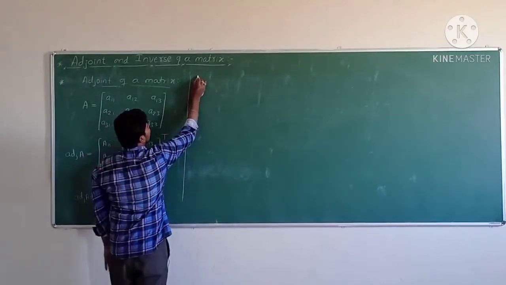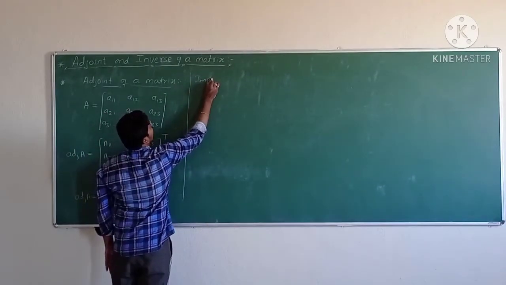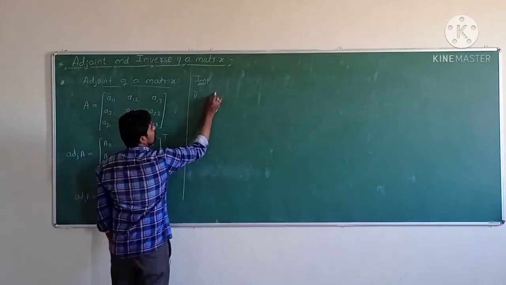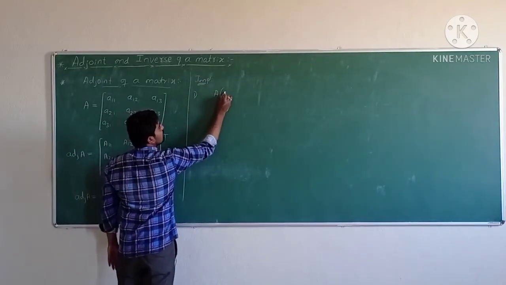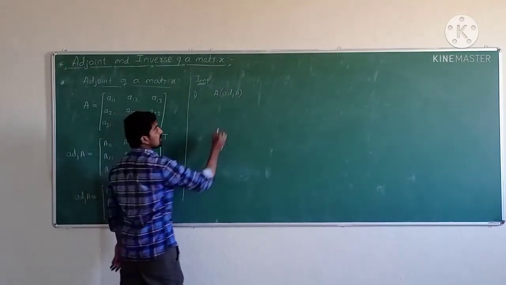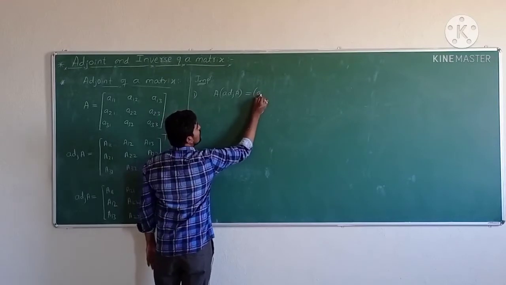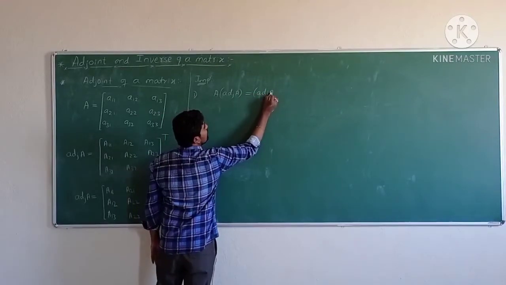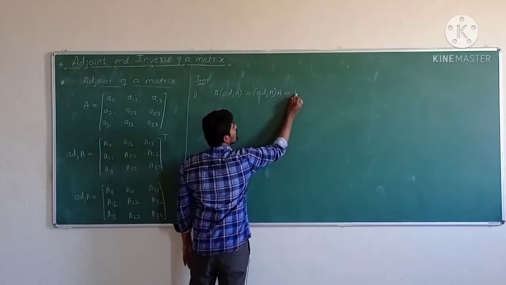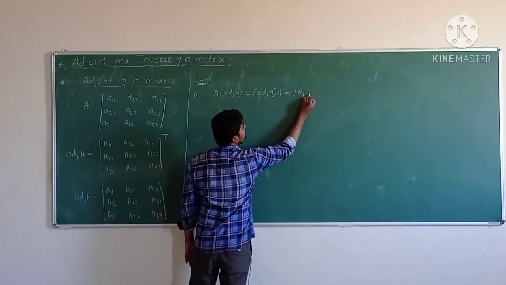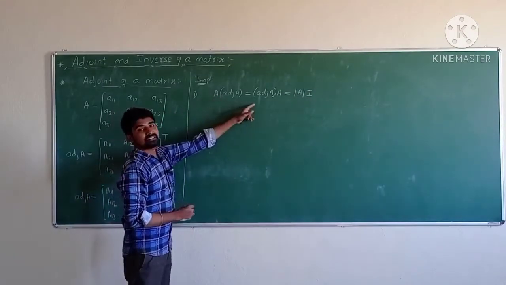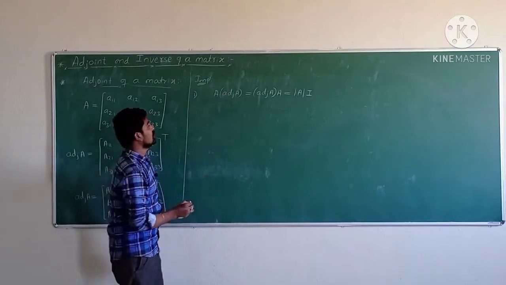And now some important facts are there. The first one: A into adjoint of the matrix A, and adjoint of the matrix A into A, should be equal to determinant of matrix A into unit matrix I. This is given as an exercise problem, we will prove it.